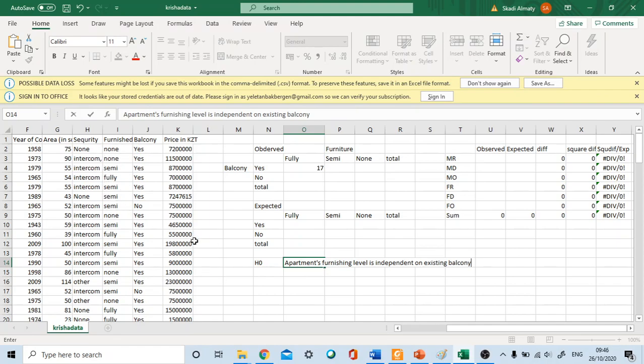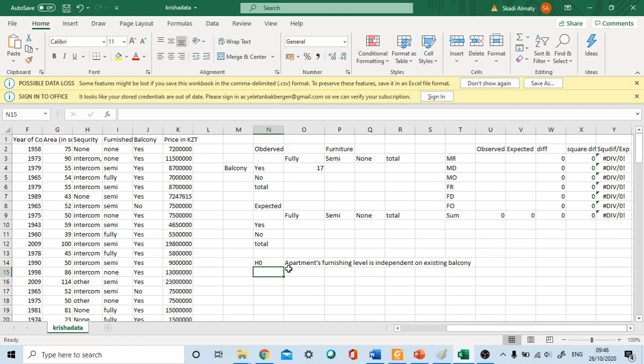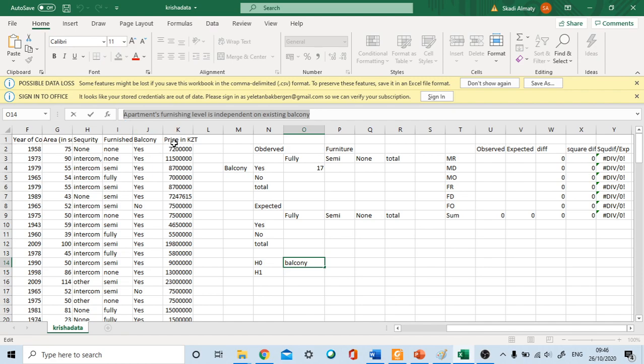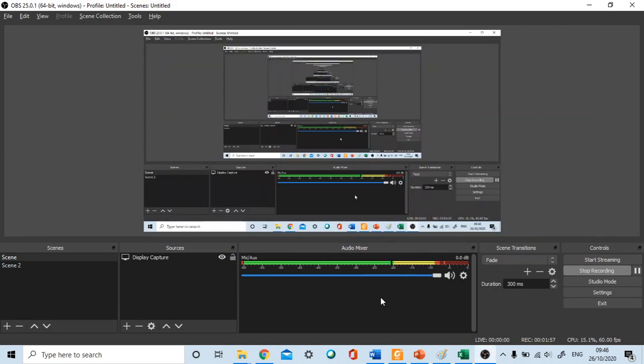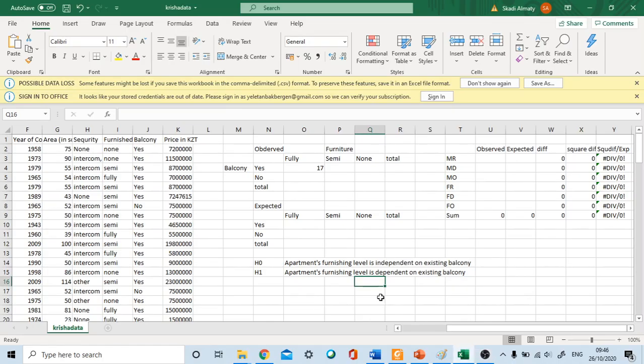The two categories are totally independent, and we have the alternative hypothesis, hypothesis 1, which is vice versa. We can just copy paste from here. Apartment's finishing level is dependent. It means there exists a dependency relationship. If an apartment is fully finished or semi-finished, it most probably influences the existing balcony. It's a very important test.